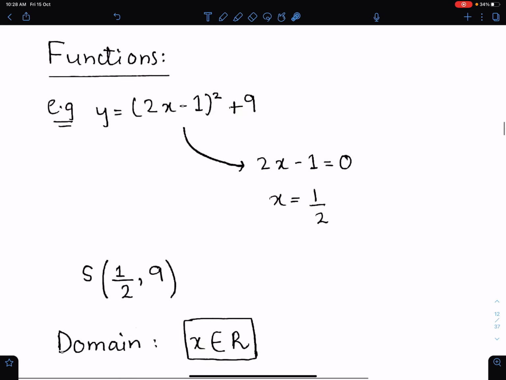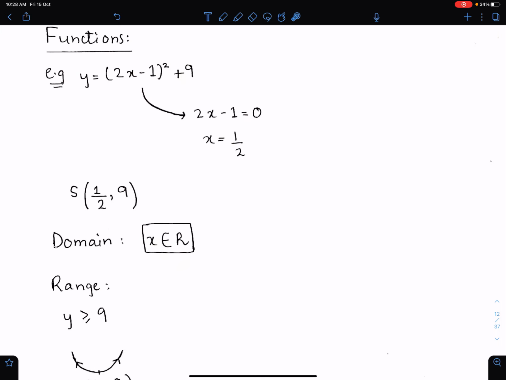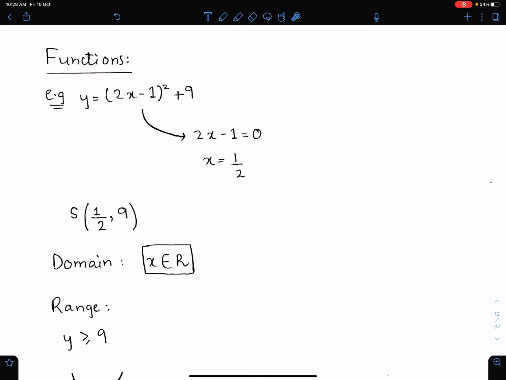Next topic is functions. So if we need the coordinates of turning point, then always equate this bracket to 0. When you equate this bracket to 0, then you will get the right x coordinate of the turning point, which is half. And this is the y coordinate of the turning point. So write S. S means stationary point with coordinates half and 9.